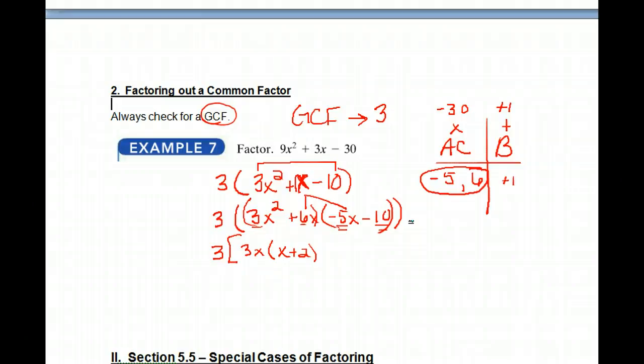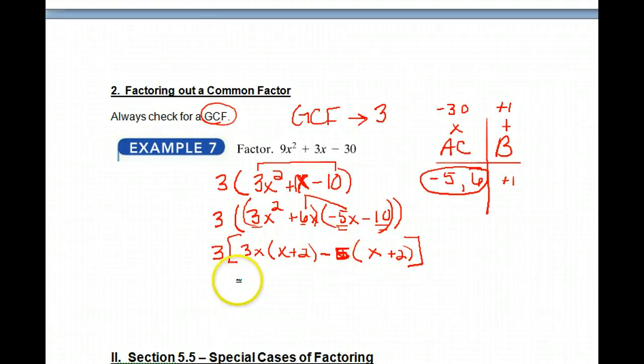For my next group, I have negative 5x and negative 10. The first thing that I see is that I need to take out a negative to flip my signs, and then the GCF is 2, so I'll be taking out a negative 2. I mean, not a 2, I'm sorry, a 5. Getting ahead of myself. So I'll be taking out a negative 5. Negative 5x divided by negative 5 leaves me with positive x. Negative 10 divided by negative 5 leaves me with positive 2. Close my parenthesis, and I'm going to close my bracket.